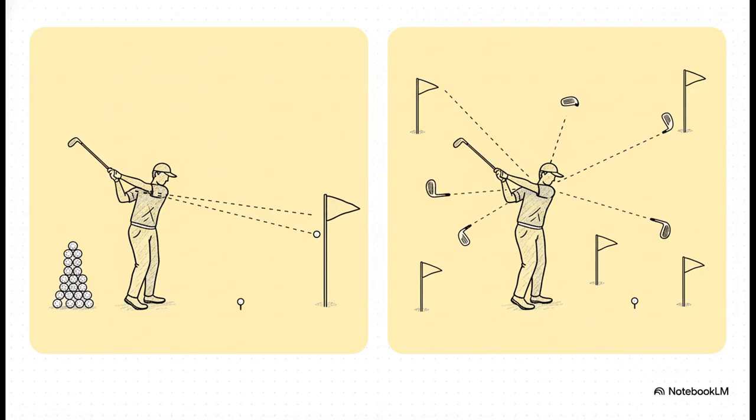Block practice, hitting the same club to the same target over and over, feels really productive, but it builds this false confidence that just completely disappears on the course. Random practice, on the other hand, where you change clubs and targets every few shots, is much harder, but it actually simulates real golf and prepares you to score when it counts.